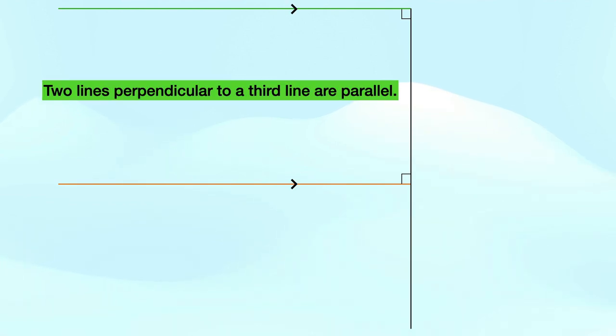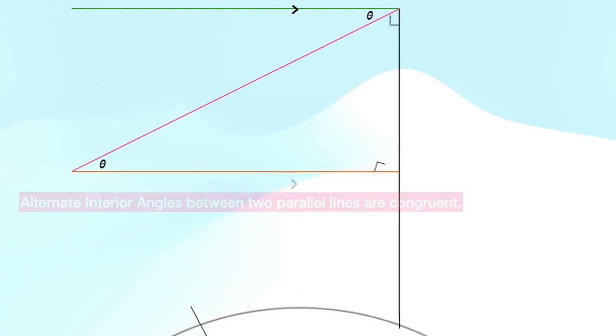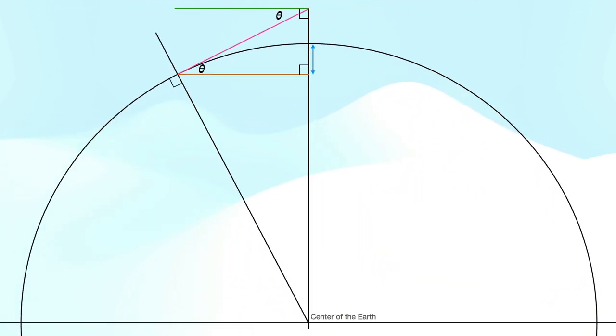Let's start with three perpendicular lines. Two lines perpendicular to a third line are parallel. Let's add a transversal. Alternate interior angles, marked here with theta, between two parallel lines are congruent. Now let's zoom out and relate this to the globe.